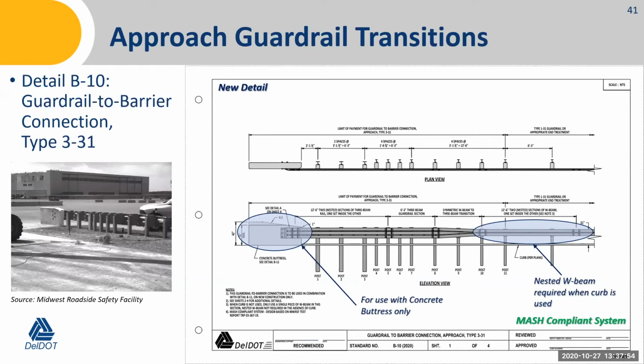If we're using curb, the upstream end of the W-beam, the first 12 foot 6 inches off of the thrie beam to W-beam transition, needs to be 2 nested sections of W-beam guardrail. If there's no curb, it only needs to be 1 section of W-beam guardrail. And that's spelled out in the notes. We have a symmetric W-beam to thrie beam transition to transition the height of the W-beam to the thrie beam. And then we have a 6'3" section of thrie beam guardrail, and then a 12 foot 6 inch nested section of thrie beam guardrail attaching to the end post or the concrete buttress.